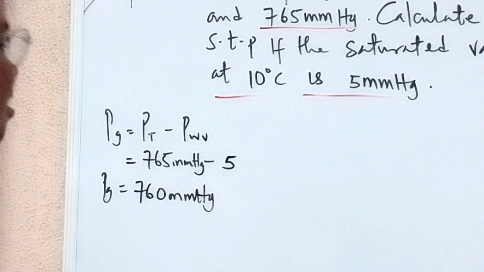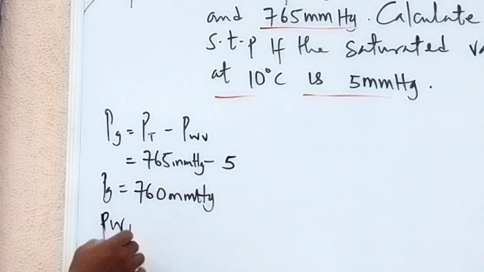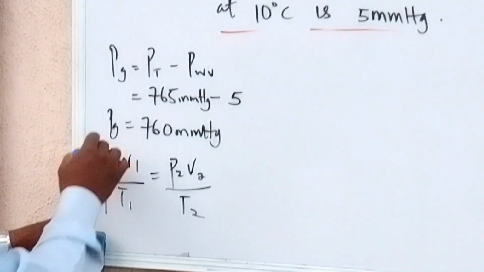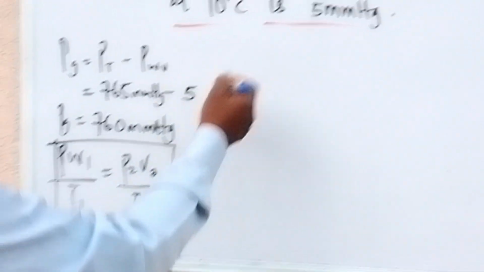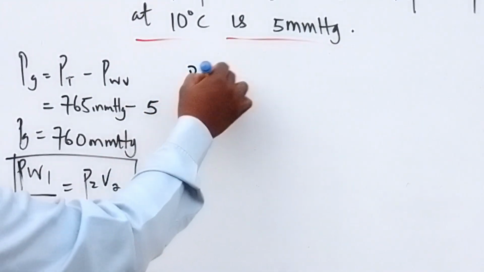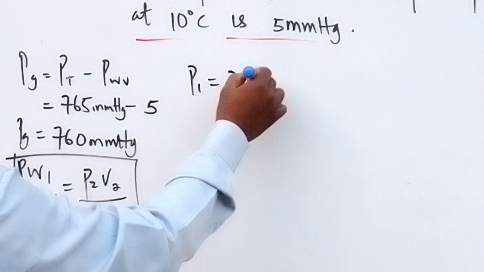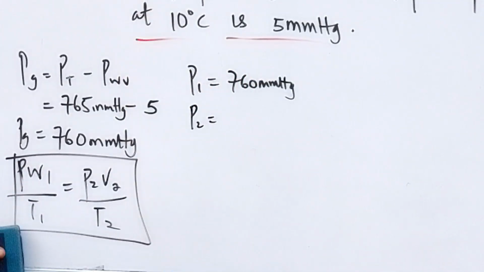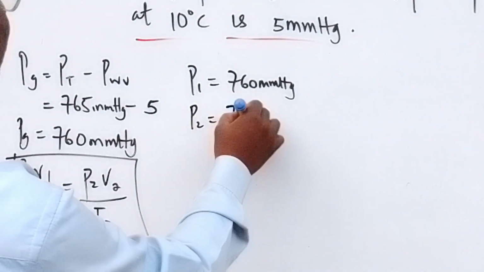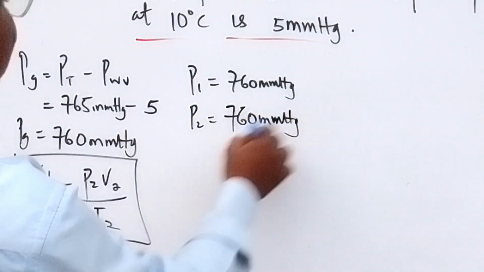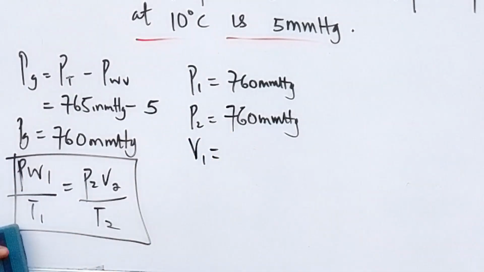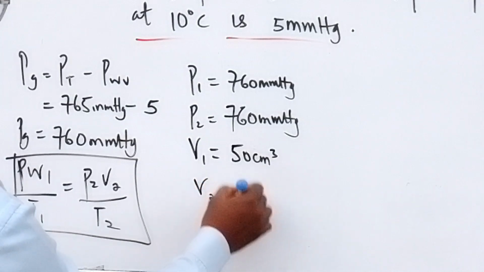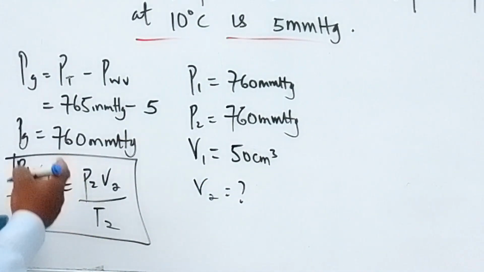So let's do an analysis. The same formula we are using: P1 V1 over T1 equals P2 V2 over T2. My P1 will be this 760 mmHg. My P2 at STP for mmHg is also 760, coincidentally. My V1 as given is 50. My V2 is my unknown.